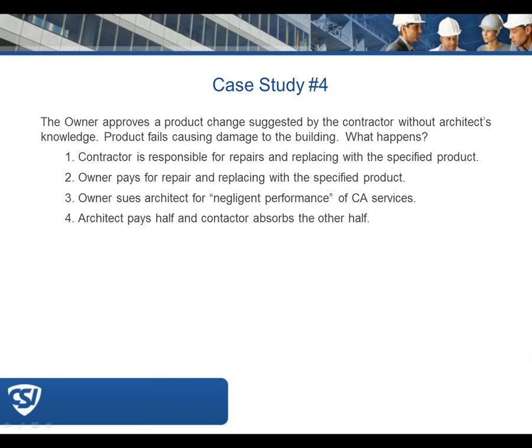The owner approves a product change suggested by the contractor without the architect's knowledge. The product fails, causing damage to the building. What happens? Contractor is responsible for repairs and replacing with the specified product. The owner pays for the repairs and replacing with the specified product. The owner sues the architect for negligent performance of CA services. The architect pays half and the contractor absorbs the other half. So 3 and 4 are the same options from the previous case study.